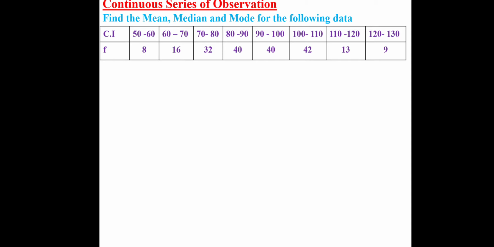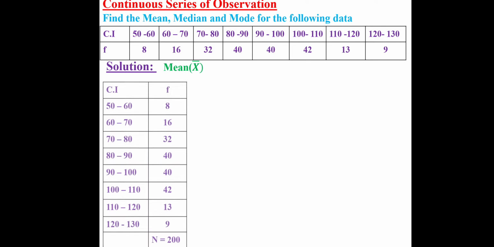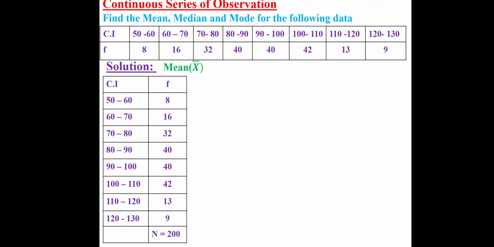Here the problem is written. First we need to find the mean. Once the mean is found, we write it in the vertical column. The frequencies will be added: 8 plus 16 plus 32 plus 40 plus 40 plus 42 plus 13 plus 9. The total will be 200. Then we know it is a continuous series.